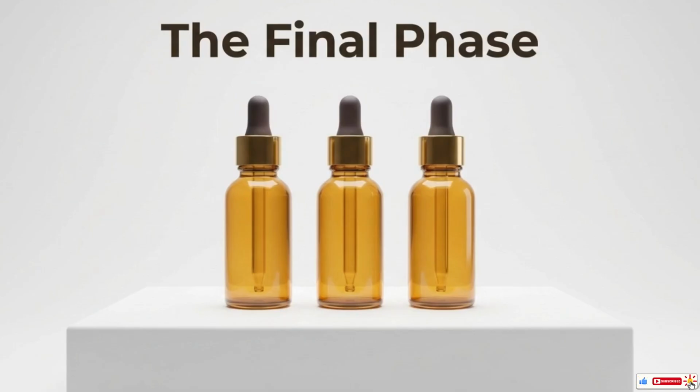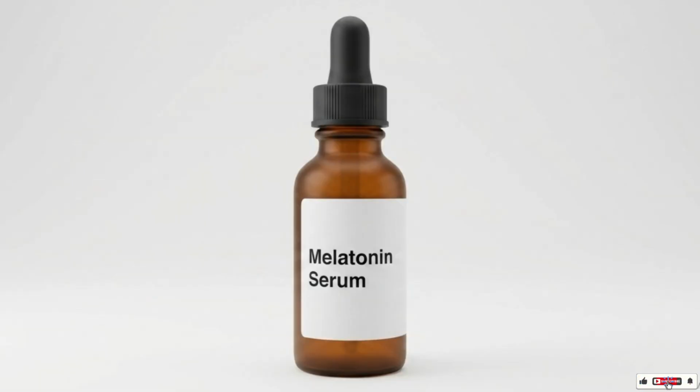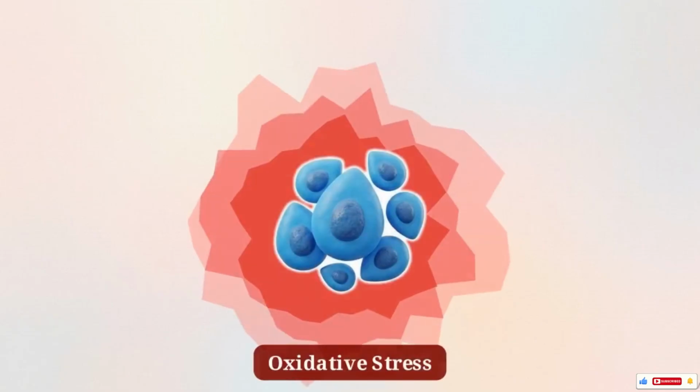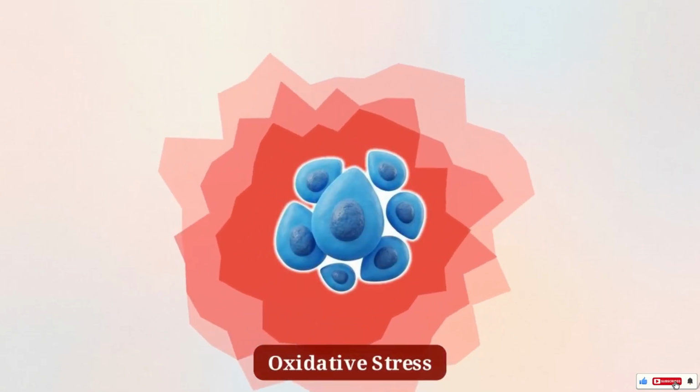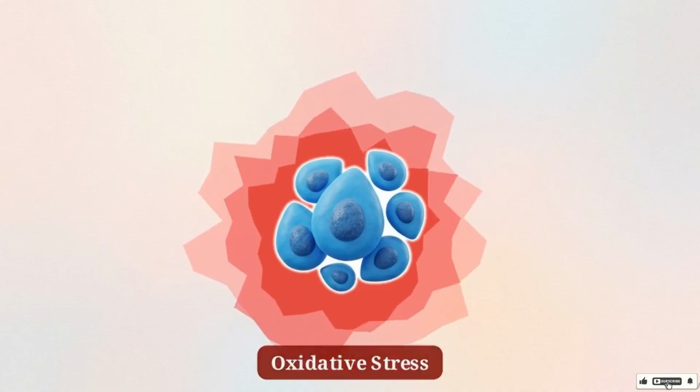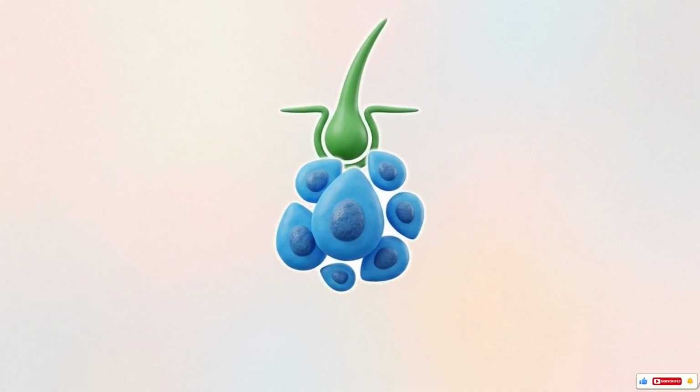Step 3 is the application of biological activators now that the metabolic environment is stable and the physical barrier is being cleared. The primary recommendation is topical melatonin. Applied at night, melatonin acts as a powerful antioxidant that reduces oxidative stress in the follicle and stimulates growth activity.